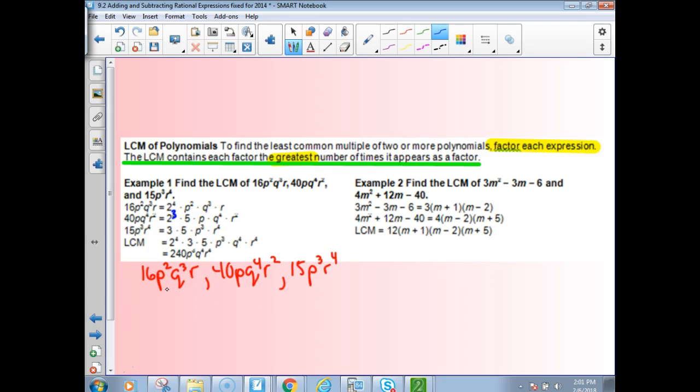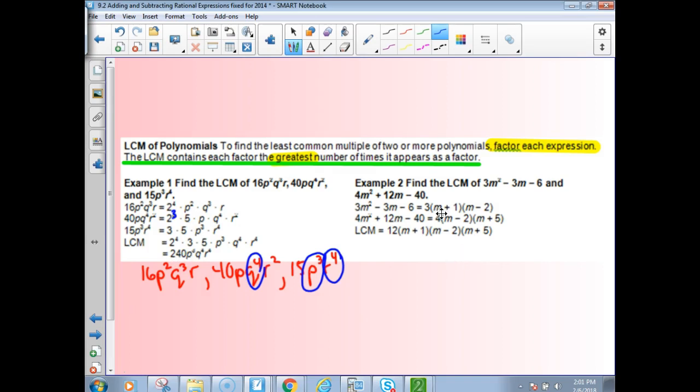But here's the point. You want to pick the highest power of each. So look at the P's. You've got P to the second, P, and P to the third, so you'd want at least P to the third in your LCD or LCM. The highest power of Q would be Q to the fourth, and the highest power of R was R to the fourth. And then you mess around with the numbers as well. You can break them down into prime factors.